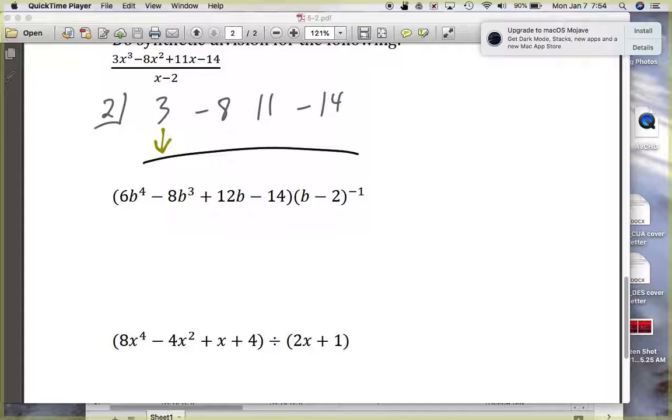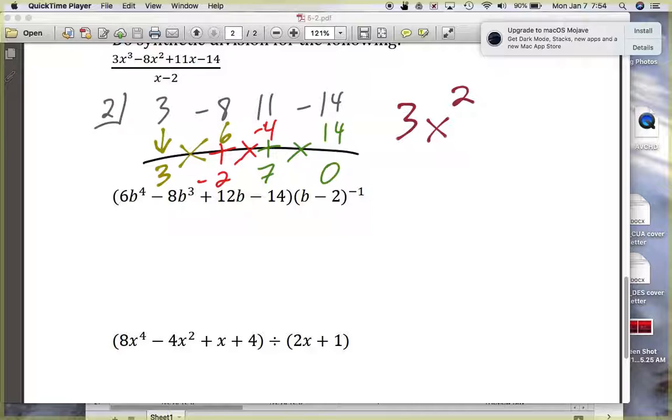Bring that number down. Always bring the first number down. Remember, to go up, you multiply. Add going down. Negative 2, sorry. Multiply gets you negative 4. Add going down 7, multiply going up 14, and this one works out perfectly, so there is no remainder, but your answer would still be 3x, drop the power by 1, so squared, minus 2x plus 7.